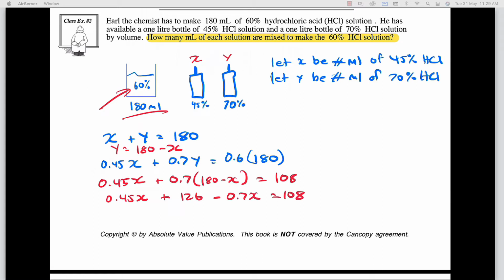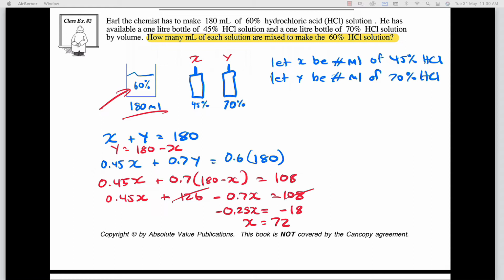I'm going to move the 126 to the other side by subtracting 126 from both sides. And we should get a negative 18 over here. So that kills that. And now I'm going to combine the 0.45 and the negative 0.7, and I get negative 0.25x. And when I divide both sides by negative 0.25, I'm going to get x equals a positive 72.